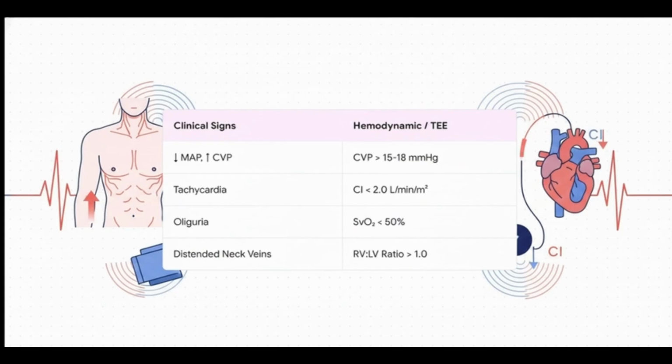Here they are. Clinically, you're looking for a systemic hypotension. At the same time, your central venous pressure is climbing. Hemodynamically, a dropping cardiac index and mixed venous sat are really ominous signs. And if you have a TEE probe in, an RV to LV ratio greater than 1 with that classic septal bowing, that confirms your diagnosis.